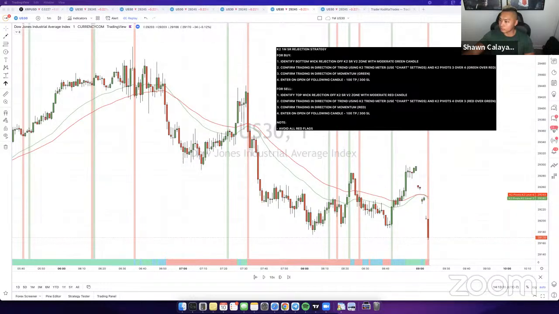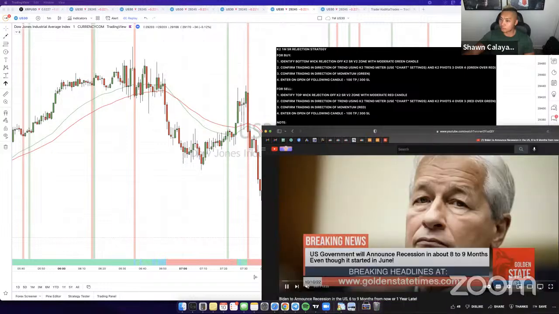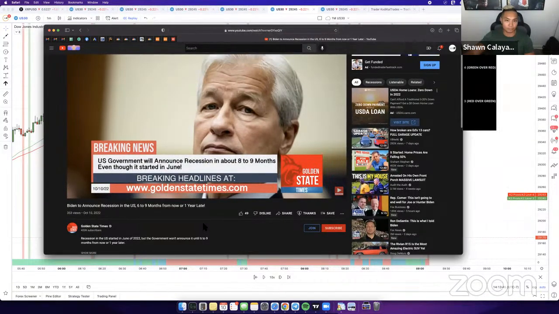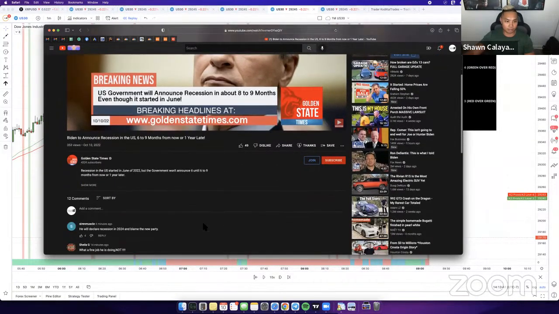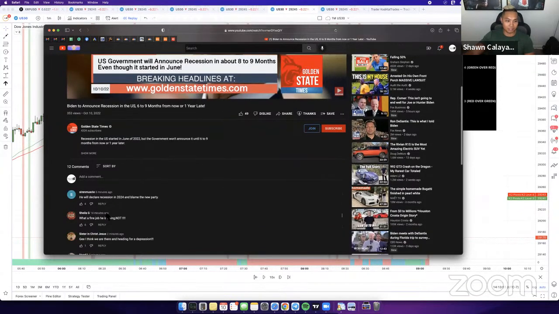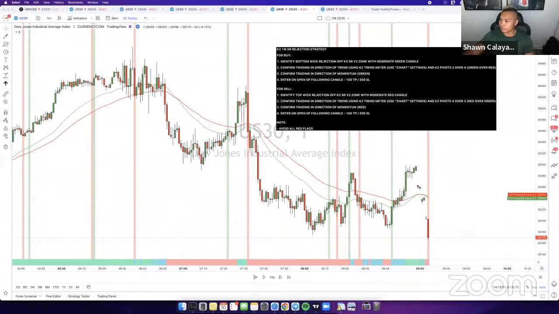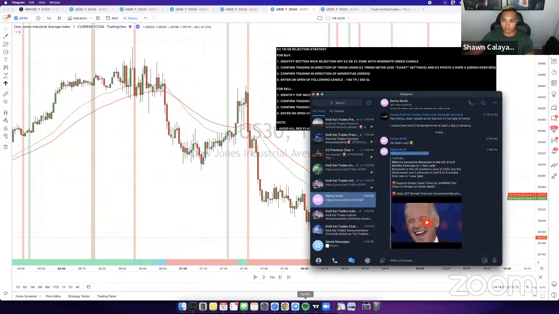Yeah, Golden State Times. Yeah, so this is breaking news. U.S. government will announce recession in about 8 to 9 months, even though it started in June. Interesting. Yeah, people said they'll declare recession in 2024 and blame the new party. Yeah, I mean, no surprise there. We've been talking about it for, I don't know, months now, that we're going to a recession. So no surprise, but thanks, Kenny, for that heads up.